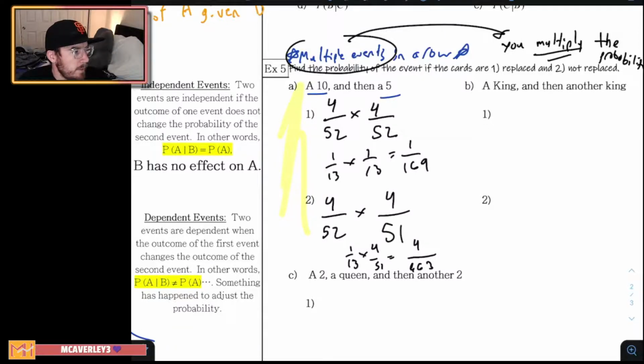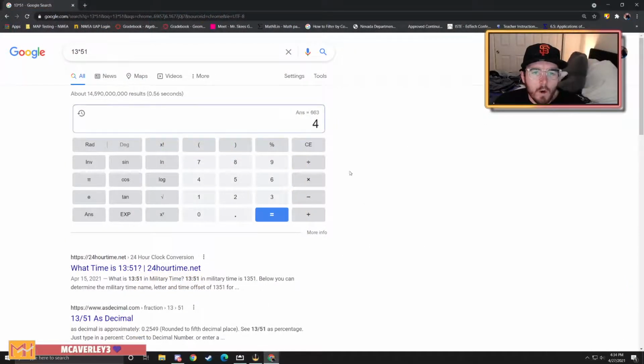So I'll pull it up on a calculator here. 4 out of 663 multiplied by 100. There's a 0.6% chance of that happening. Very unlikely. 0.603. That's very unlikely.